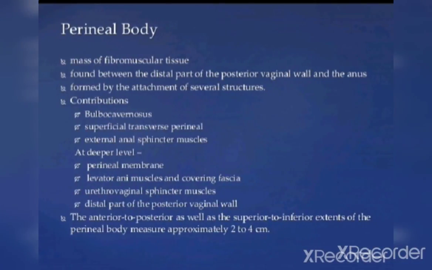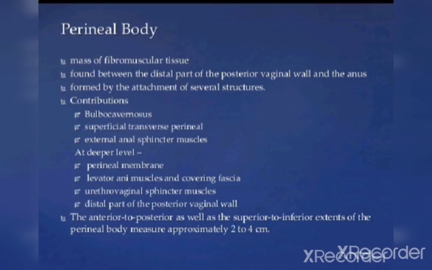Now, what is the perineal body? The perineal body is the mass of fibromuscular tissue found between the distal part of the posterior vaginal wall and the anus, formed by the attachment of several structures. The contributions are the bulbocavernosus, superficial transverse perineal and external anal sphincter muscles. At a deeper level, the perineal membrane, levator ani muscles and covering fascia, urethrovaginal sphincter muscles, and the distal part of the posterior vaginal wall. So these are all the contents of the perineal body.